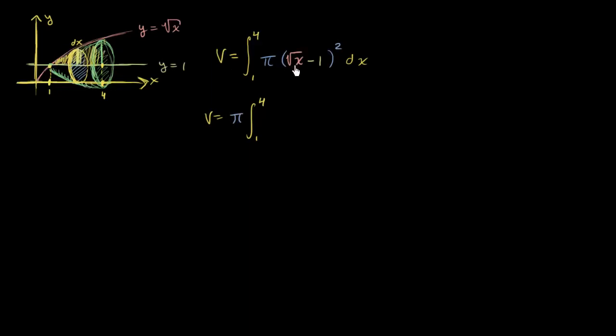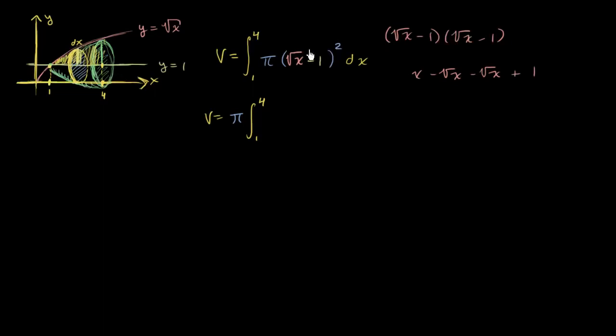So square root of x squared, now all we're going to do is expand this binomial. So square root of x minus 1 times square root of x minus 1. Square root of x times square root of x is x. Square root of x times negative 1 is negative square root of x. Negative 1 times square root of x is another negative square root of x. And then negative 1 times negative 1 is equal to positive 1.